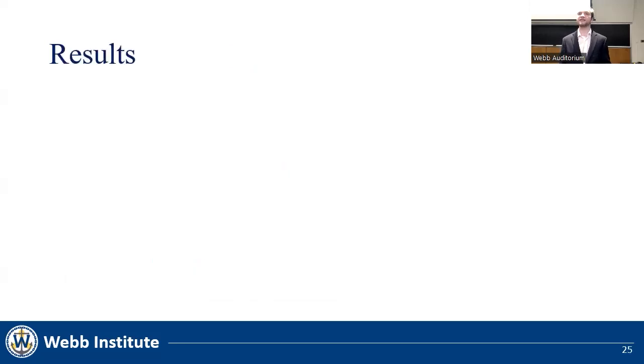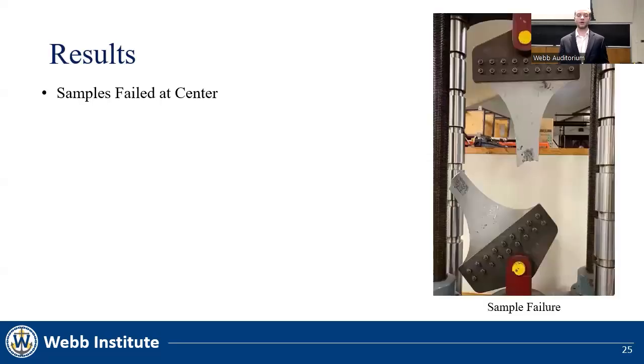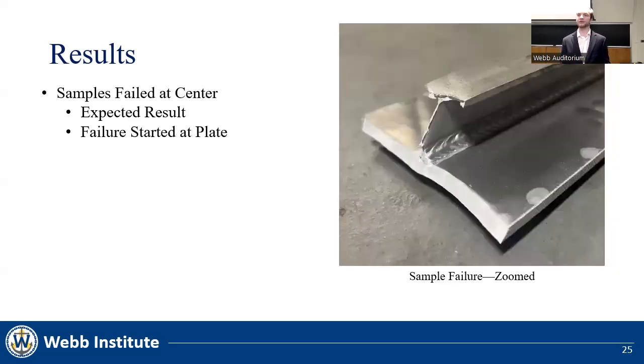The results of this thesis are a combination of the physical and simulation. We were successful in each and every sample failing at its center. This is consistent with the results of the preliminary finite element analysis. As you can see from the picture, the failure at the plate is much smoother than that at the stiffener. This implies that the failure initiated at the plate, and when that failed, stress was rapidly diffused into the stiffener until that failed as well.